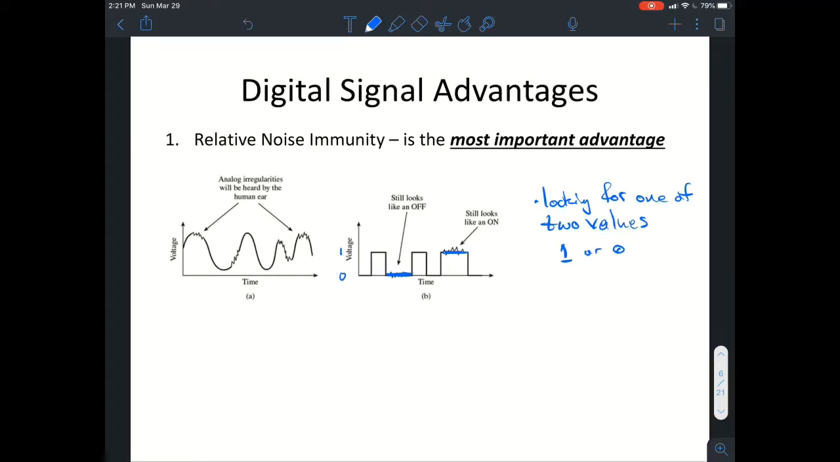So the noise can be large enough. If there's significant noise, it can cause a misrepresentation. For example, if the noise in this area was shooting up like this, it could feasibly cause the system to believe that this is supposed to be a 1. And that does happen, and there are processes out there to correct things like that.